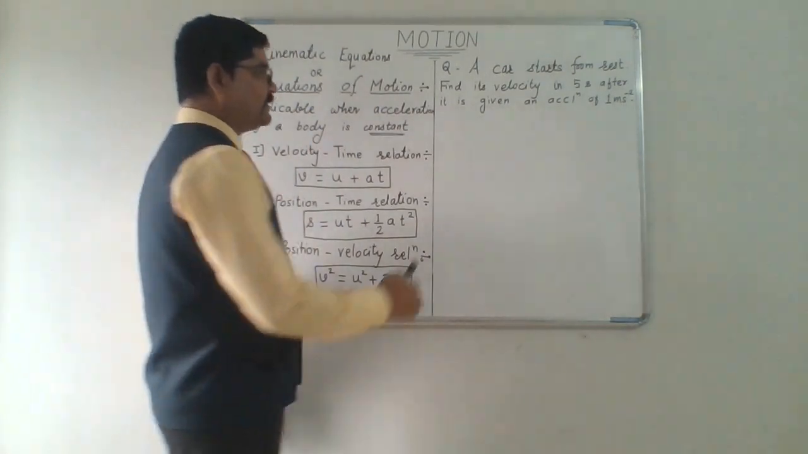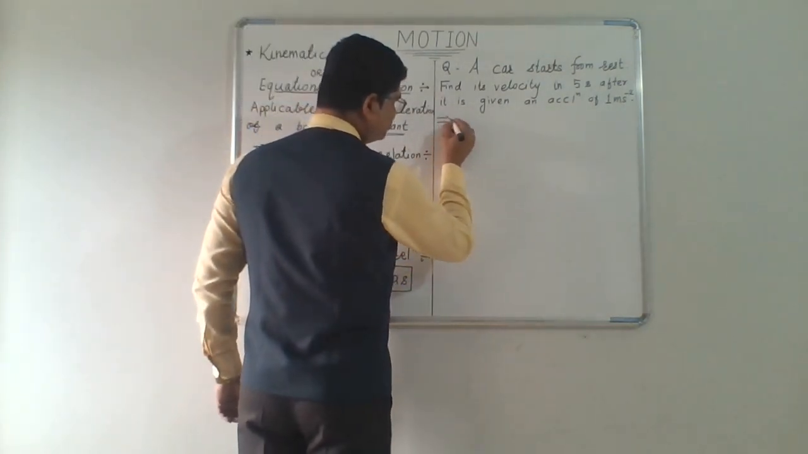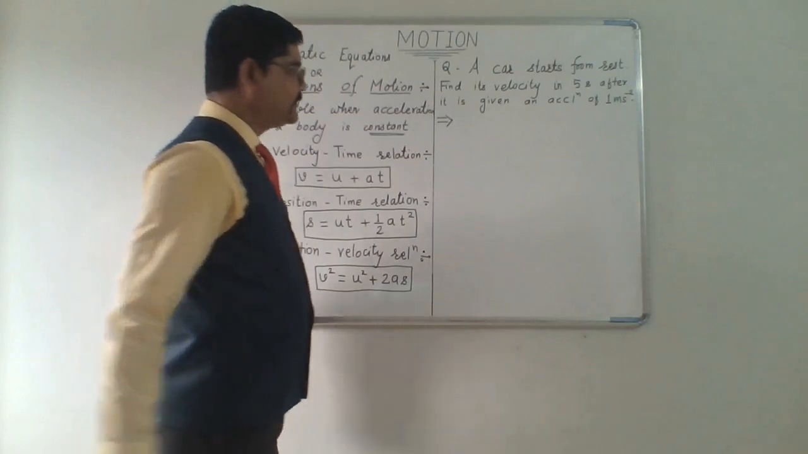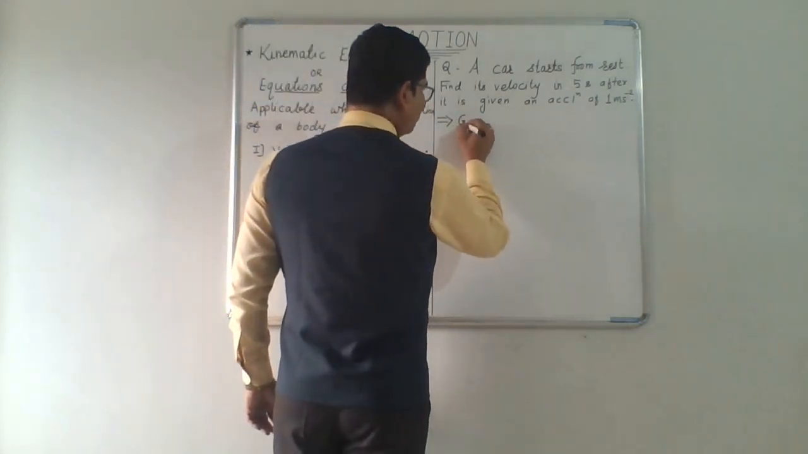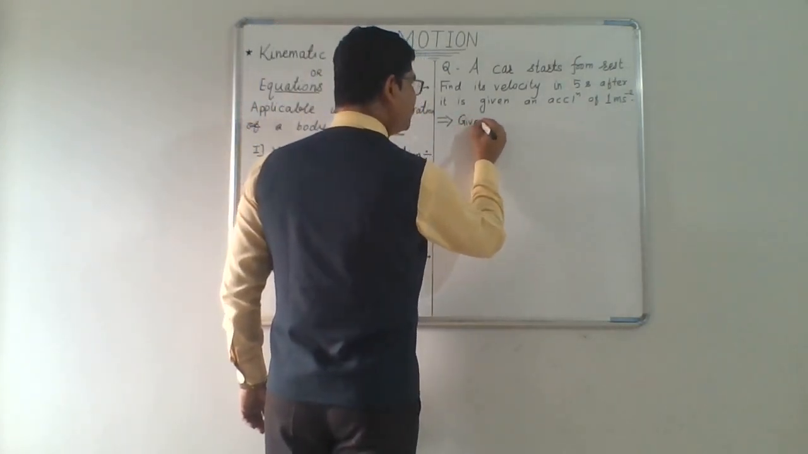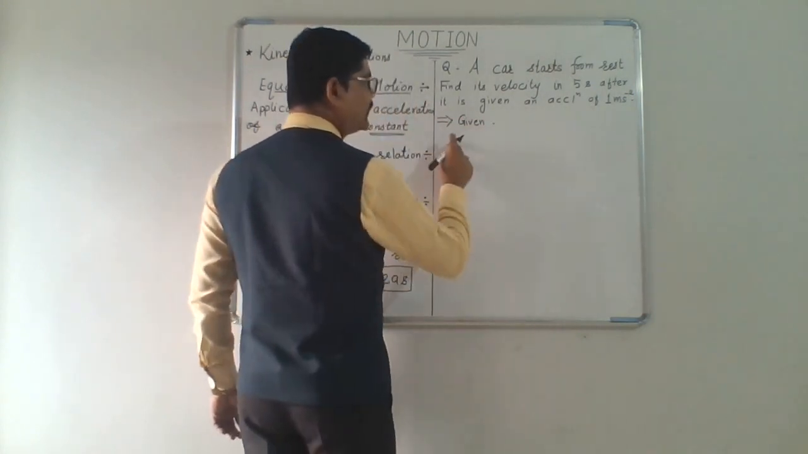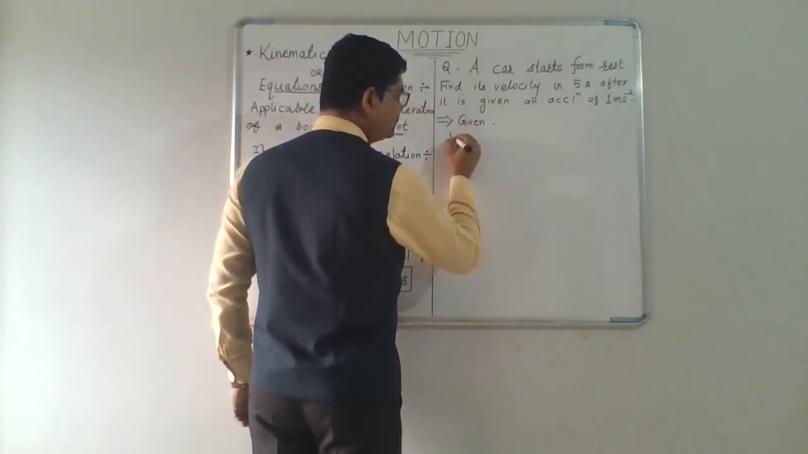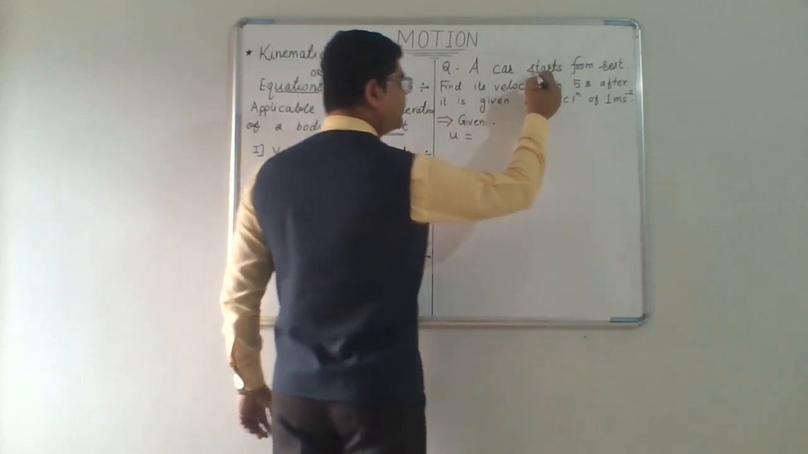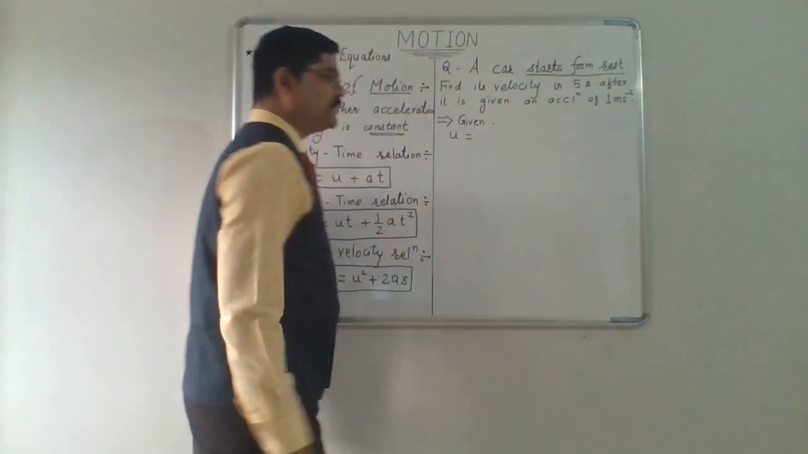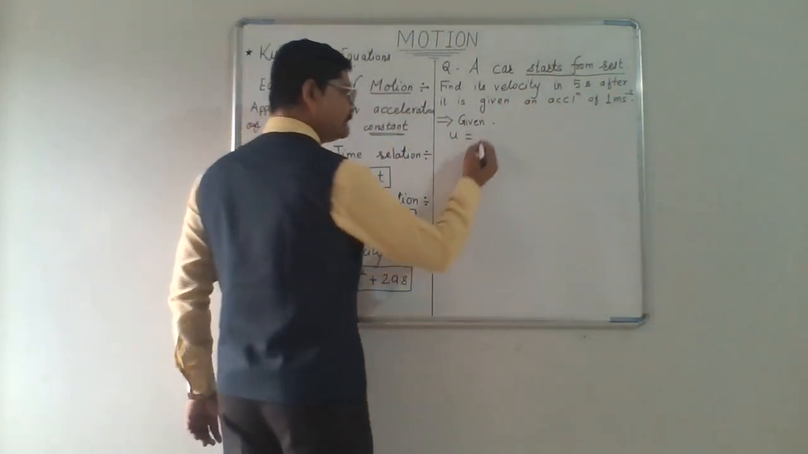Now let us write the given data here. The given terms: first, the initial velocity. The car is starting from rest. That means the initial velocity is 0.